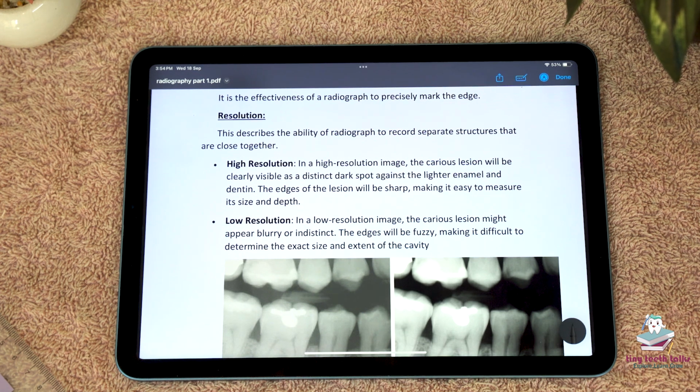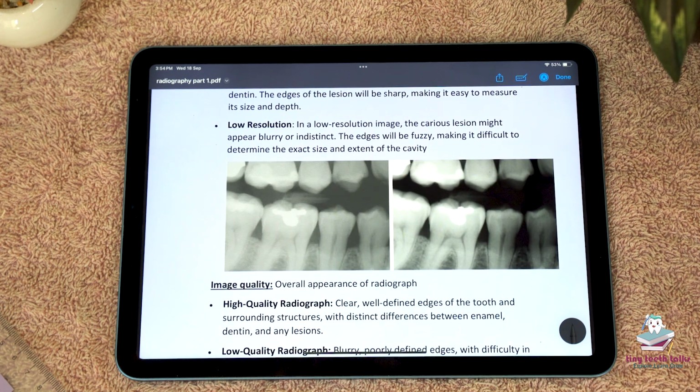and depth. In low resolution, the carious lesion might appear blurry or indistinct. The edges will be fuzzy, making it difficult to determine the exact size and extent of the cavity.